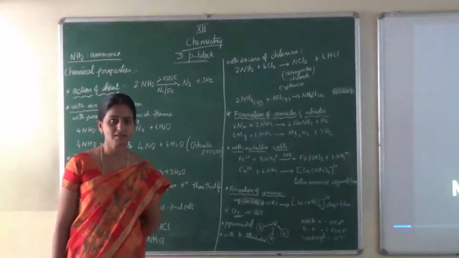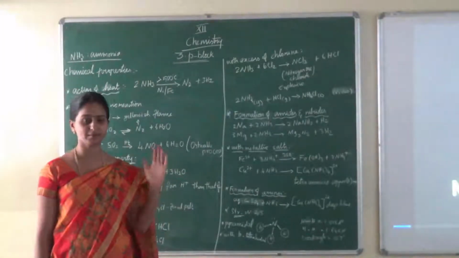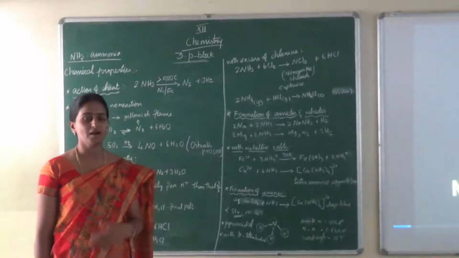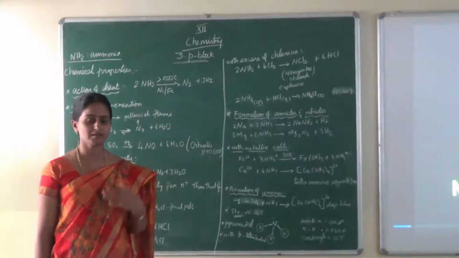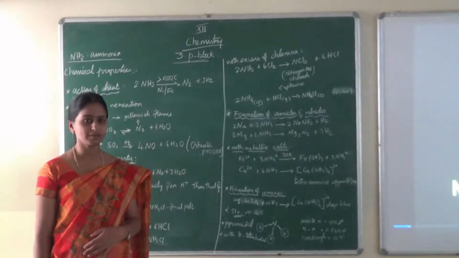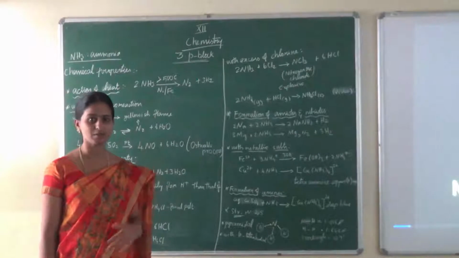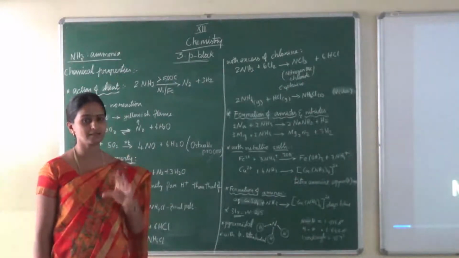Good morning children. In the last class we discussed the preparation and physical properties of ammonia. How can we prepare ammonia? We can prepare ammonia by Haber's process. What is Haber's process? When hydrogen and nitrogen react together, they produce ammonia. That is the major synthesis of ammonia.